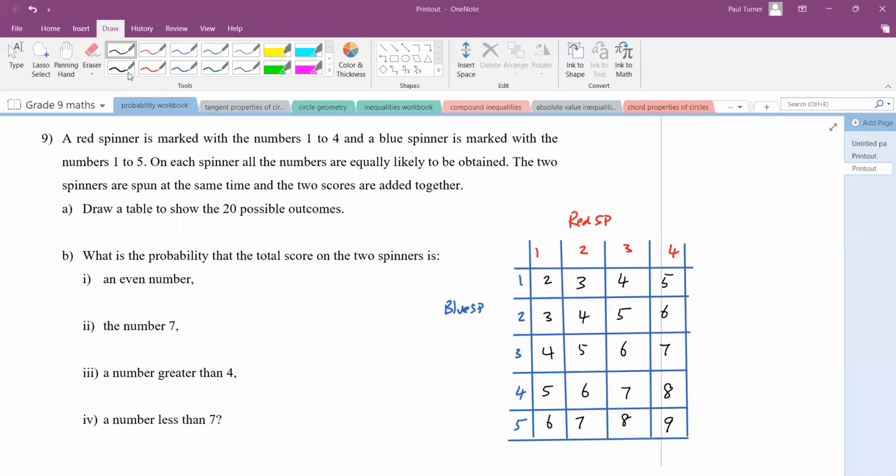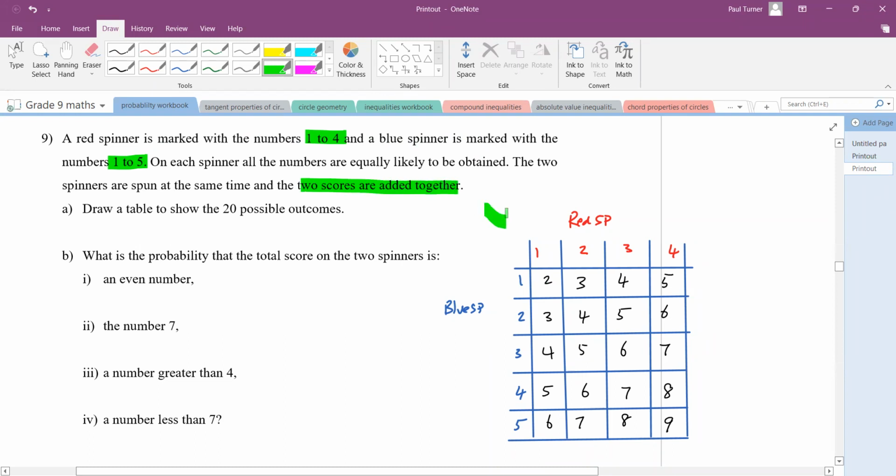In question 9, we have a red spinner and a blue spinner. On the red spinner, we have numbers 1 to 4. The blue spinner is marked 1 to 5. And we've already drawn the table here to show the outcomes. We spin the spinners and we add the scores, which is what's been done in the table here already. So we'll refer to the table to answer question B. So let's take a look.